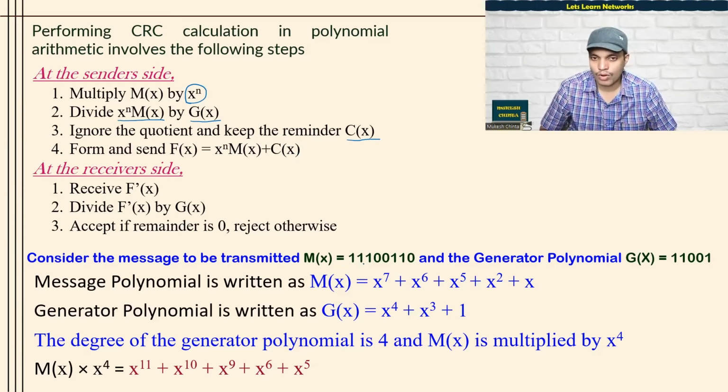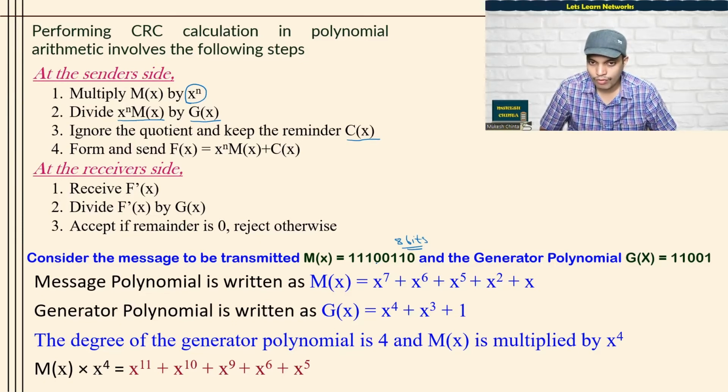Consider m of x as 1 1 1 0 0 1 1 0. This should be written in polynomial format as, tell me how many bits are there? 1, 2, 3, 4, 5, 6, 7, 8. It is of 8 bits. What will be the highest degree of the polynomial? X power 7. So x power 7 plus, there is a 1 here, so x power 6 position is there. Plus 1 here, x power 5 position is there. There is a 0 in x power 4.